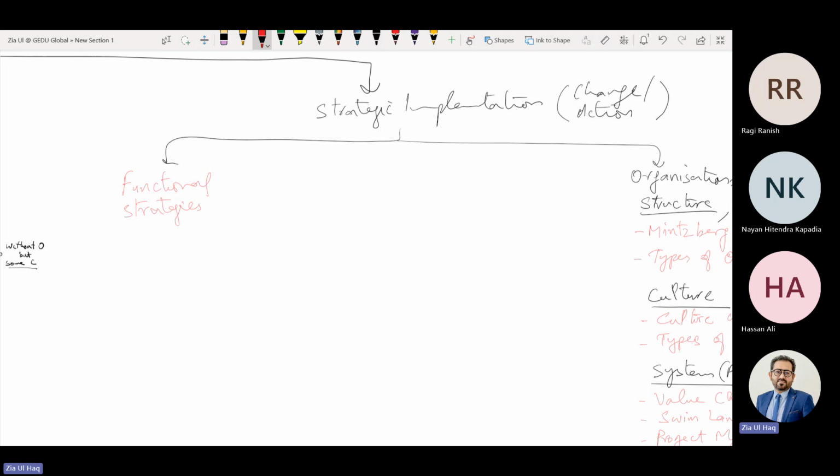So what are the functional strategies that we need to look at whether there is any change required or not? We need to look at IT function strategies. We need to look at marketing function strategies. We need to look at HR function strategies, and we need to look at finance function strategies, whether their strategies are aligned with business strategies or not.